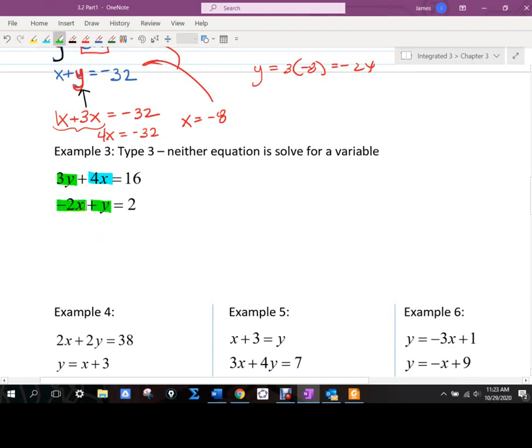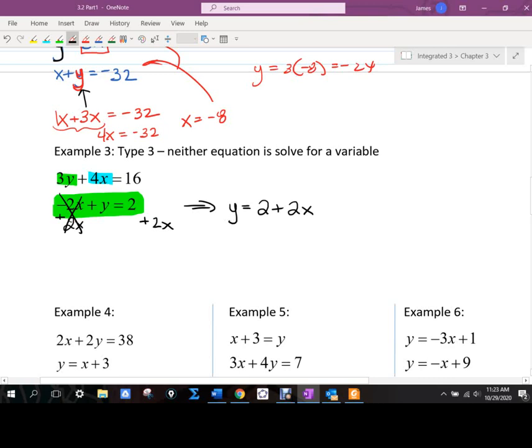So when I look at this one, what variable would you want to get by itself? Get the y by itself. That makes sense, right? So what is the only thing I have to do to get that y by itself? You say subtract negative 2, which turns into adding 2x. So I want to add 2x here to make that go away on that side, and then I'll add 2x over here. So that's going to turn into the equation y equals 2 plus 2x, right? Is that right?